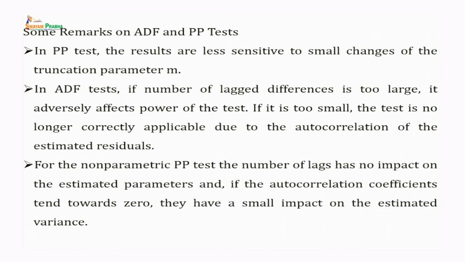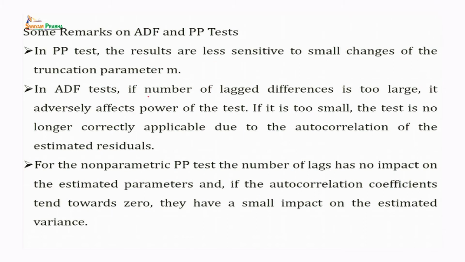Then these are some remarks on the performance of ADF and Phillips-Perron. In Phillips-Perron, the results are less sensitive to small changes of the truncation parameter m. Means it does not affect your results very much if you misspecify the value of m. So, for a small change in this truncation parameter, the test is not affected very much.